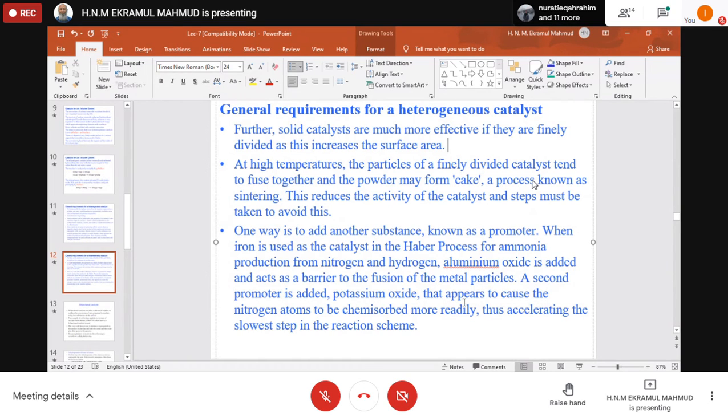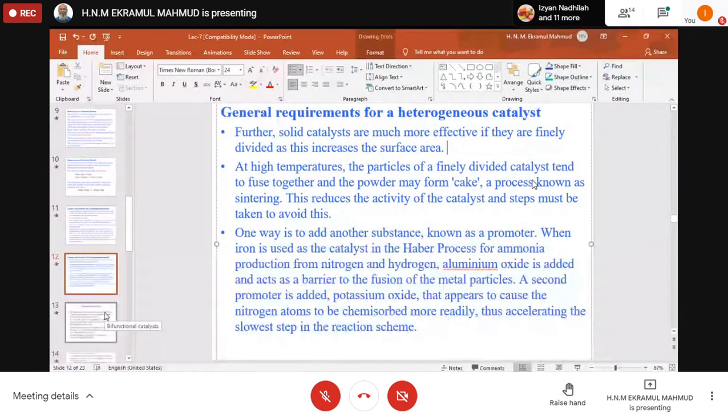So potassium oxide appears to cause the nitrogen atoms to be chemisorbed more readily, thus accelerating the slowest step in the reaction scheme. That helps to speed up the reaction, because the slowest step is the rate determining step, right? You know that. So whichever one is the slowest step will be speeded up, so the overall rate will increase.